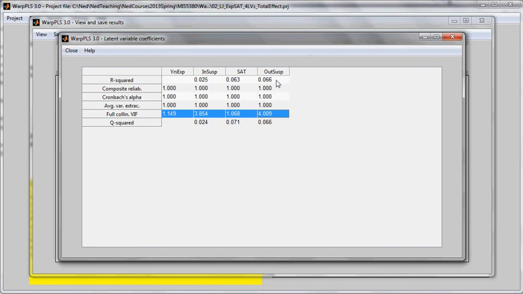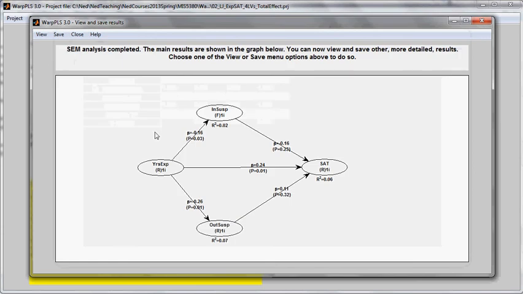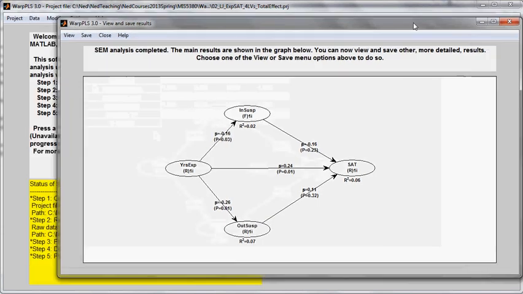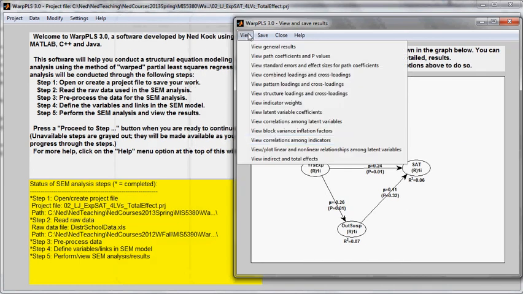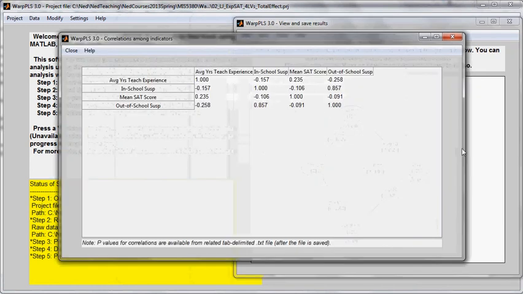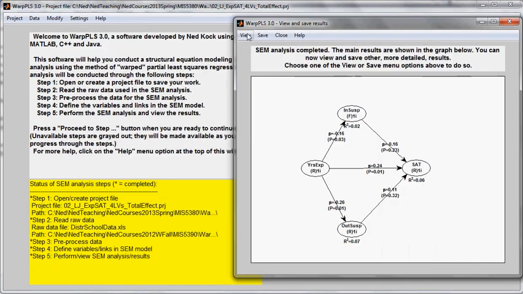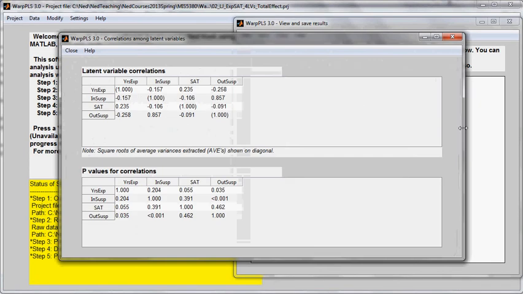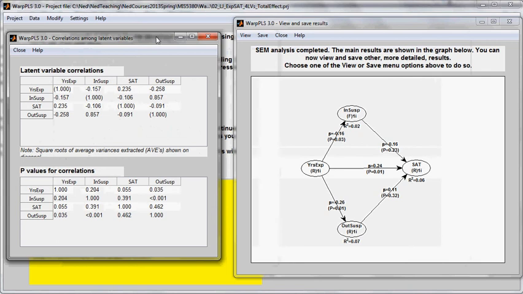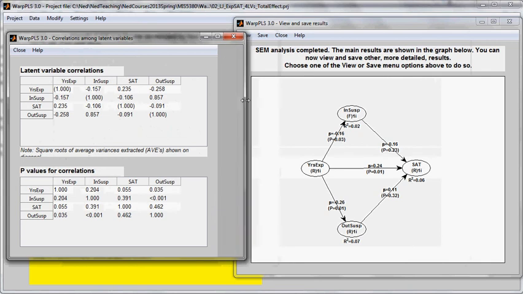I don't have any negative R squared or Q squared coefficients, but I need to check to see if there are instances of Simpson's paradox here, where I would have path coefficients with a sign and then correlation coefficients with a different sign. And I'm going to do that by opening the table with correlations among latent variables, and also this table with the path coefficients side by side.